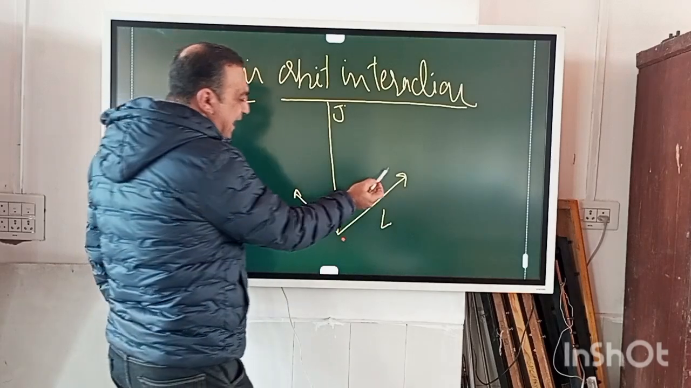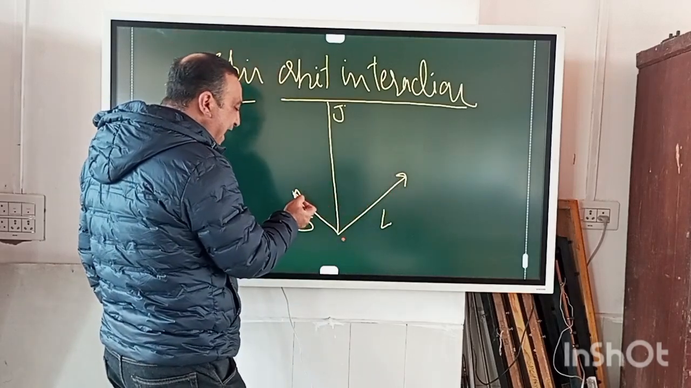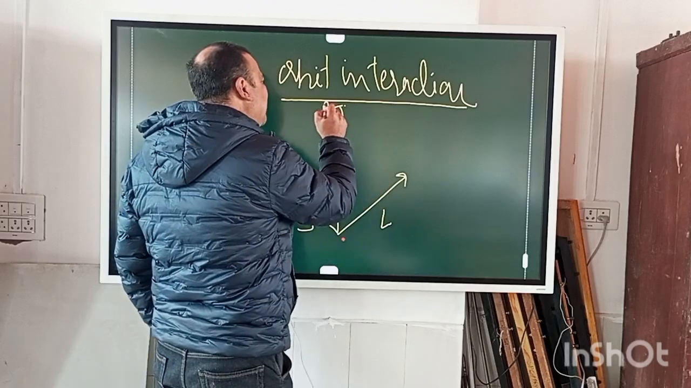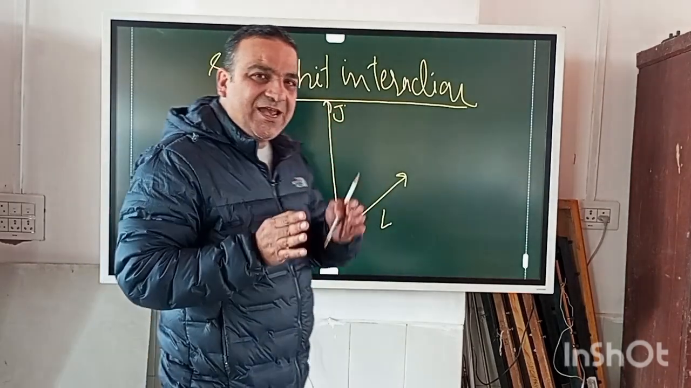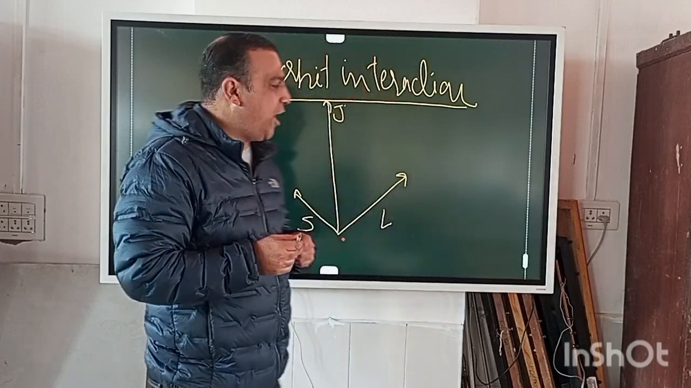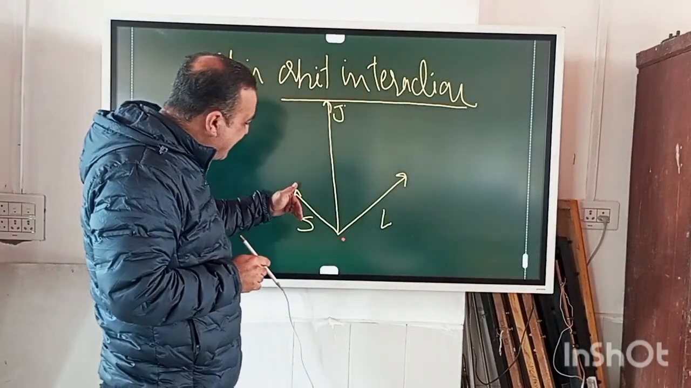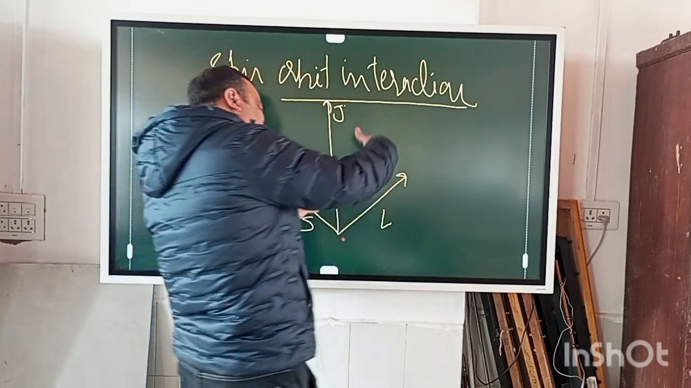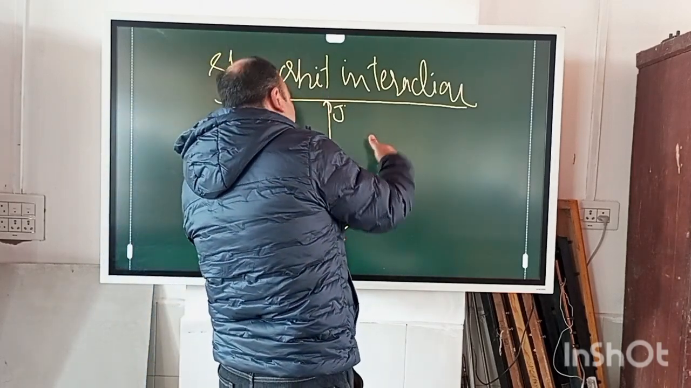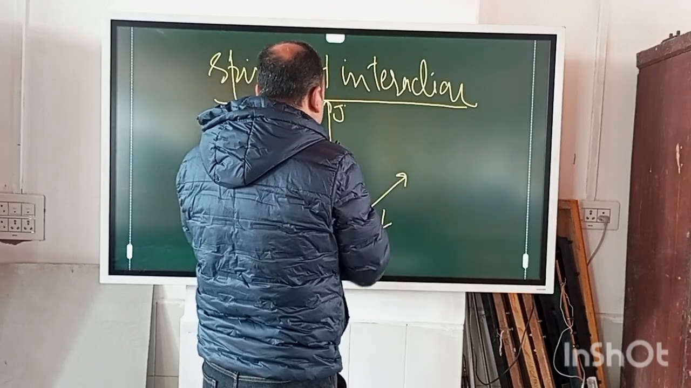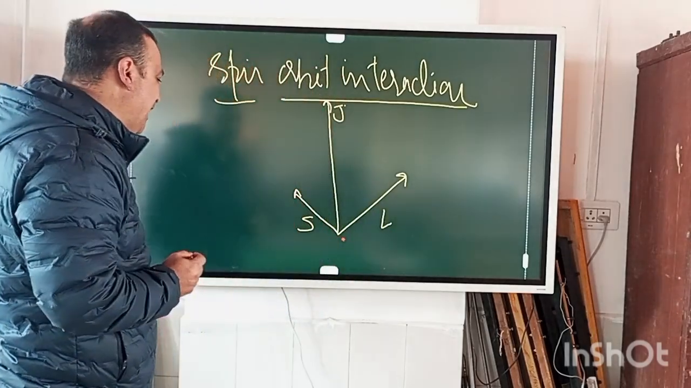So this L exerts torque on S in such a way that it precesses around the J. It precesses along the total angular momentum of the electron. And this S exerts torque on L in such a way that this L precesses around the J, the total J that we have been talking about.